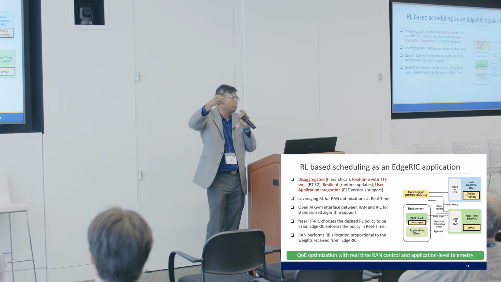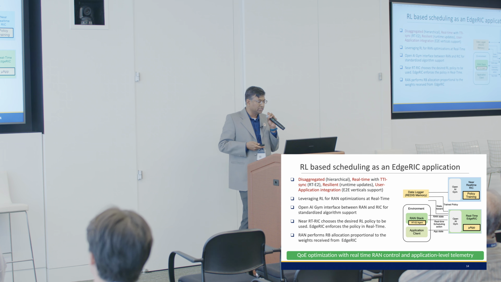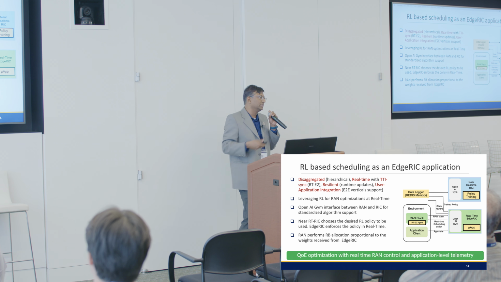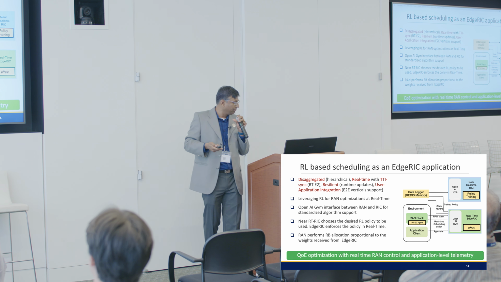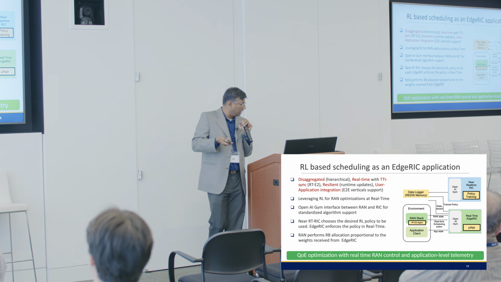And so once you do that, the RAN will, of course, do RB allocation in real time, proportional to the weights received from EdgeRIC. So that's the idea. And the point is, we can therefore do QoS, QoE optimization with real-time telemetry.